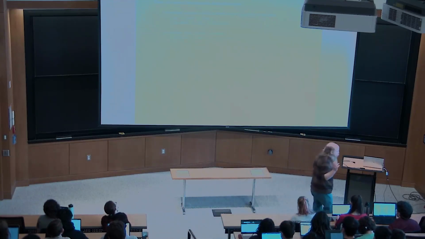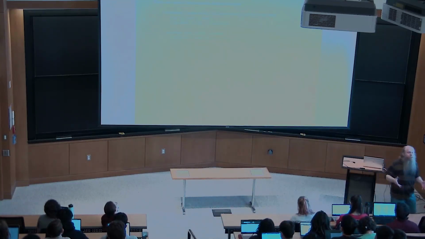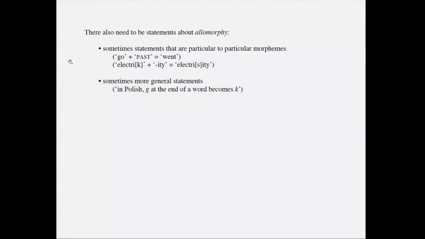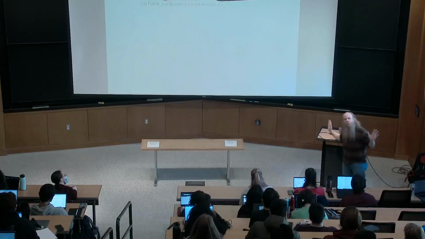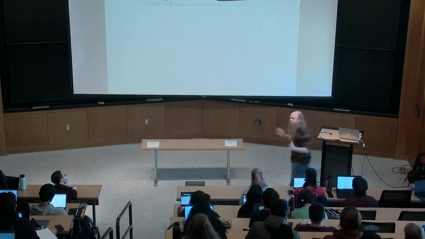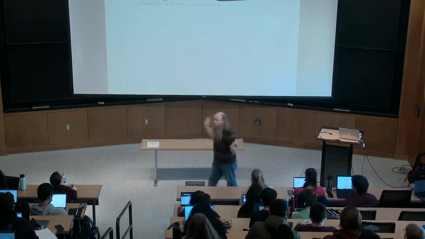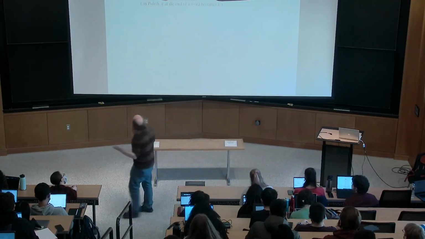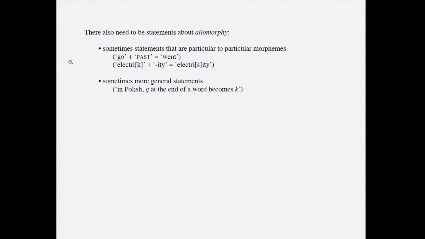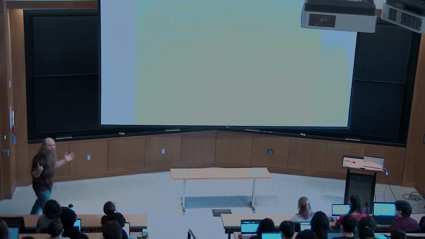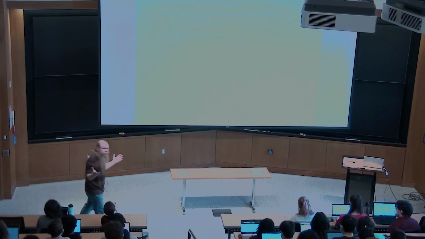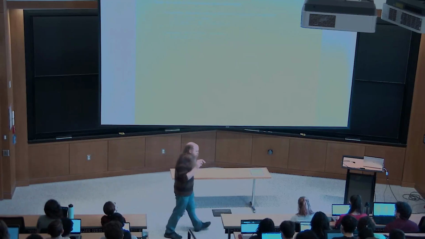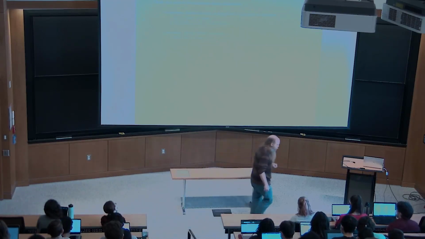Sometimes our statements of allomorphy will have to be very specific to the morphemes in question. So, we'll say that when you merge go together with past tense, the result is went. And that's not the result of a general process. That's something you just have to look up when you look up the word go in English. Or that when you add "ity" to something ending in "ick," like electric, the K sound at the end of "ick" will be pronounced like an S. So you get electricity and not electricity. So sometimes these are statements about particular morphemes and what they do when they combine.